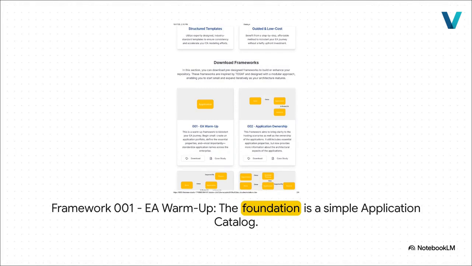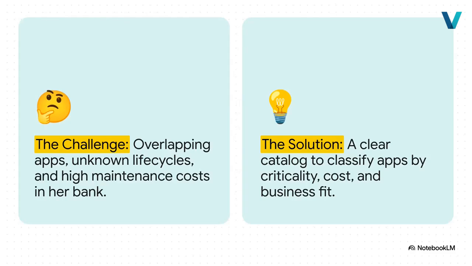Before we can even think about where we're going, we have to answer the most basic question of all. What applications do we actually have? So let's make this real. Meet Sarah. She's an enterprise architect at a bank, and she is just drowning in overlapping apps, mysterious life cycles, and maintenance costs that are through the roof. But by building this one simple application catalog, she gets immediate clarity. Suddenly, she can see which apps are critical, which ones are redundant, and which ones just aren't pulling their weight for the business.